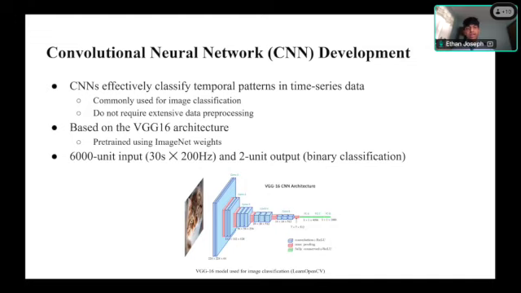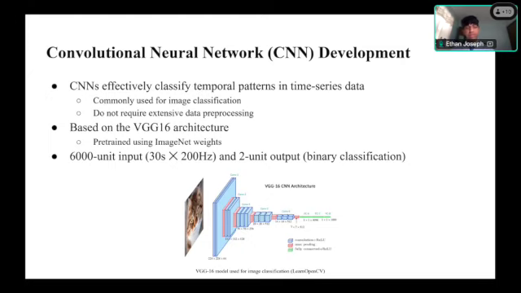In this case, time series mechanocardiographic data. And because of CNN's ability to classify these patterns, they've been commonly employed in image classification solutions, and they don't require the extensive data processing that was seen in classical machine learning techniques used in previous work. So I personally developed my model based on the VGG16 architecture. This is a convolutional neural network architecture well established in literature.